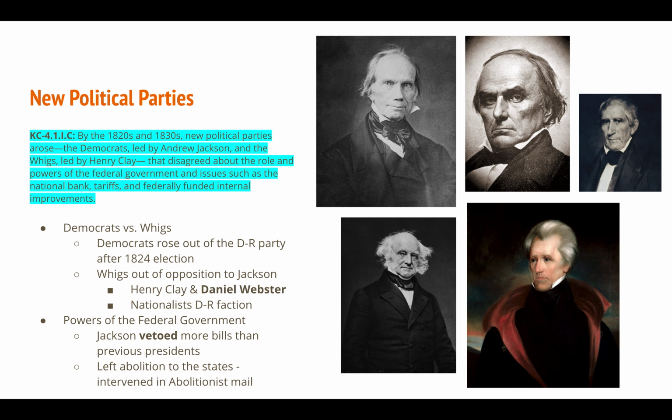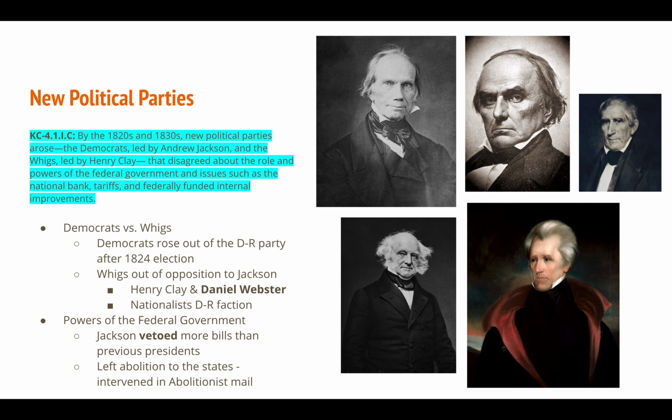So, we've talked about how the Democrats and the Whigs came about. This happened after the election of 1824. Notable Whigs that you need to know are Henry Clay and Daniel Webster, and you can think of them as a nationalist faction of the Democratic Republican Party. So Henry Clay had his American system that we've already talked about, with a national bank, protective tariffs, and internal improvements on infrastructure. That's going to be very similar to the total Whig platform.